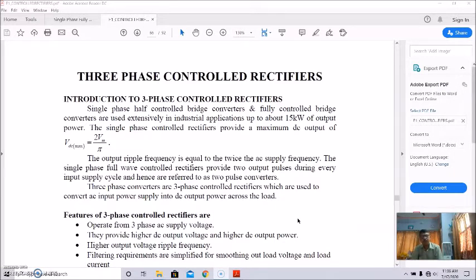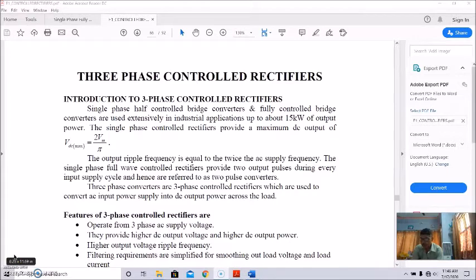So now we'll start our discussions on three-phase control rectifiers, that is three-phase converters. Though in your syllabus it is mentioned three-phase full control rectifiers, before going to the three-phase full control rectifiers, we'll start with three-phase control rectifiers, and then half control, full control, and with different loads. Then we'll go to the three-phase full control full wave rectifiers. Okay.